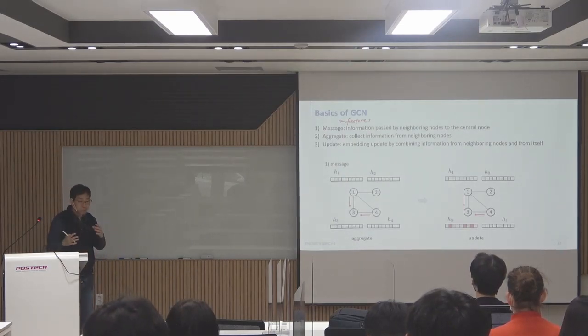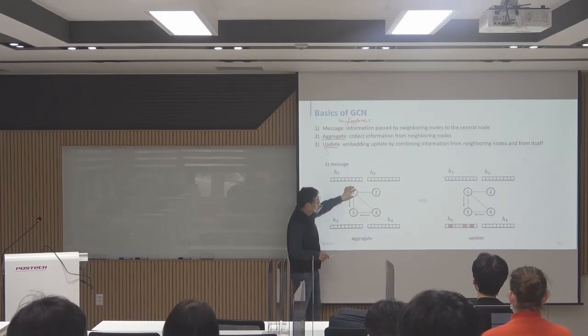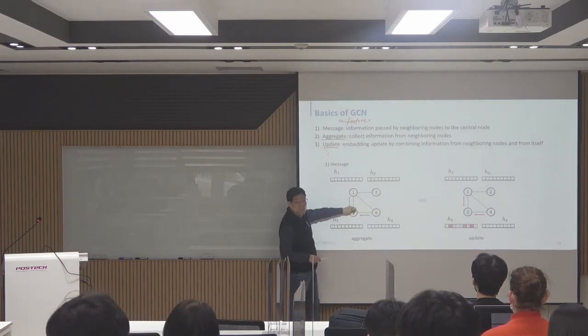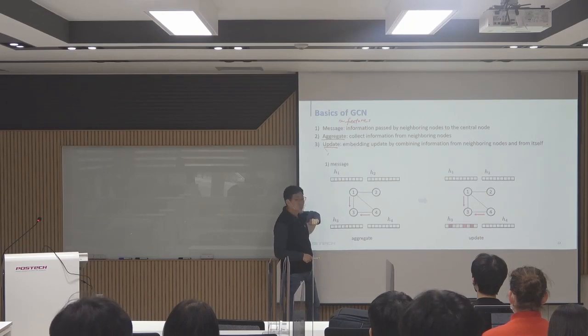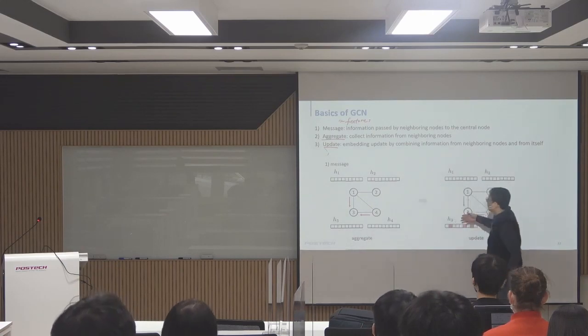And in the updating process, we kind of split two steps. The first step was the aggregations, or aggregate. So we aggregate first, then we update it based on the aggregated informations. So collect information from neighboring nodes. Right? Then the next step is gonna update it.